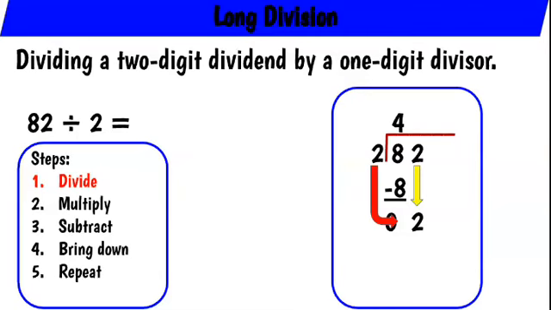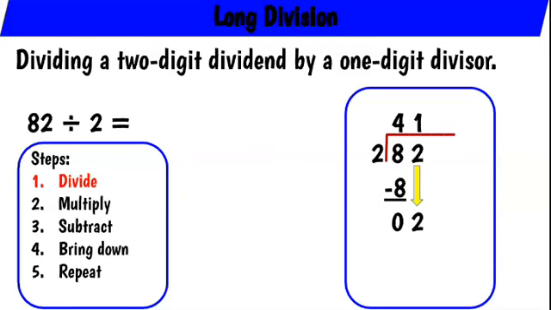This is where we repeat, and our first step, divide. So after we bring down, we repeat, and the same thing now: how many groups of 2 can I get from 2? We got one group of 2 from our 2, so that's 1. Remember, we are repeating, so we divide first, and we got 1. Now we're multiplying that 1 by our divisor 2 again. So 1 multiplied by 2 would give us 2.